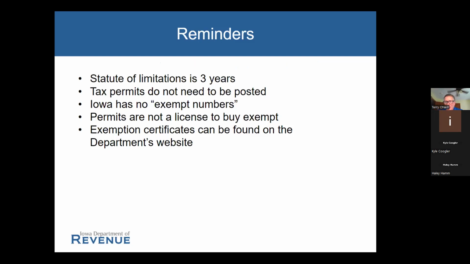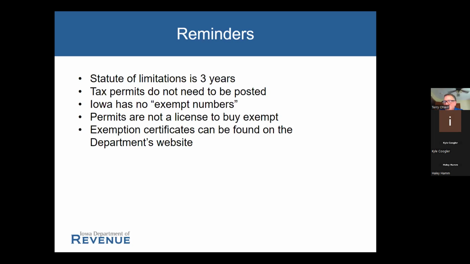A few reminders here. When it comes to Iowa sales and use tax, the statute of limitations is 3 years. Why do we say that? Well, the normal statute, when it comes to audits, the department will normally, and I've got my air quotes out here, normally go back 3 years. This is as far back as we will go. Now, there are other situations that are maybe not so pleasant when we get into fraud and different things like that. We can go back more than 3 years. But for most purposes, 3 years is the statute of limitations.